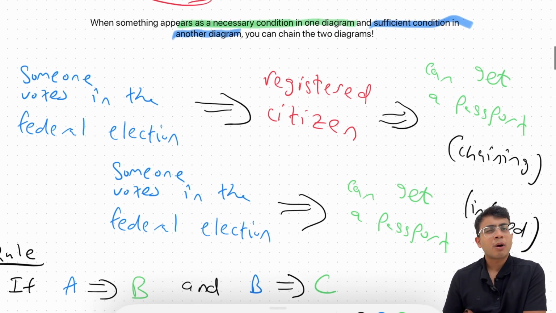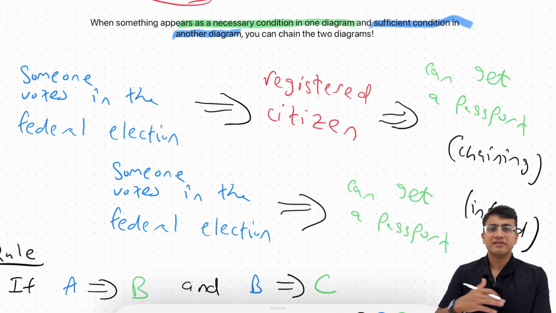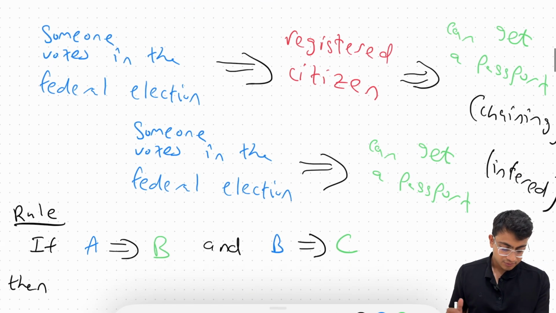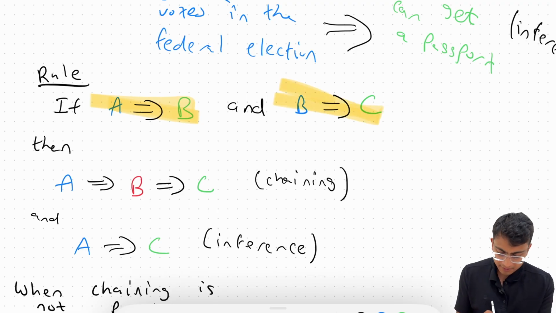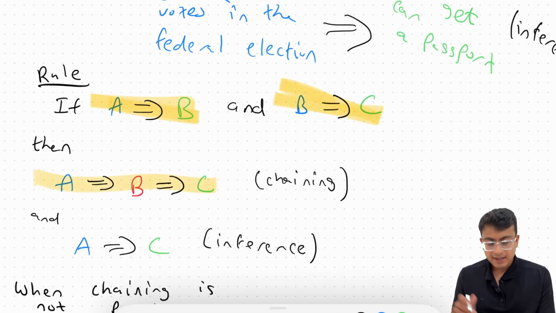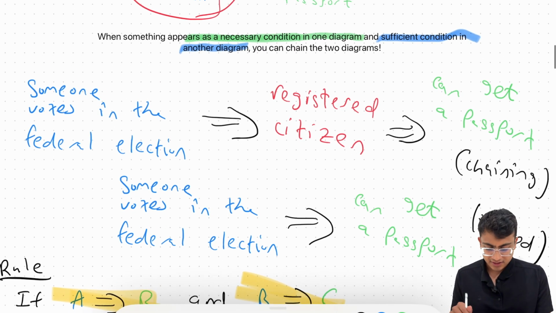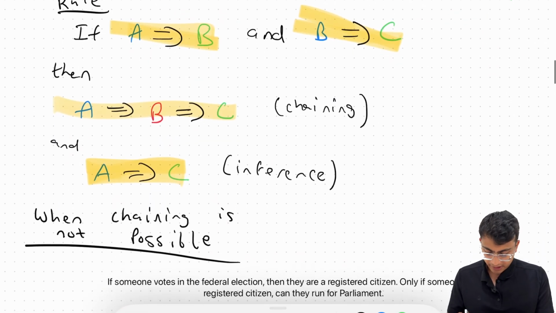And this is a super powerful technique that we'll be using over and over again on various different LSAT questions. So I really hope you understand how chaining and inferences work. A general rule that you can copy down in your notes: if A implies B and B implies C, then A implies B implies C, and then you can directly also write A implies C. And this is basically a general form of what we did in the example above.